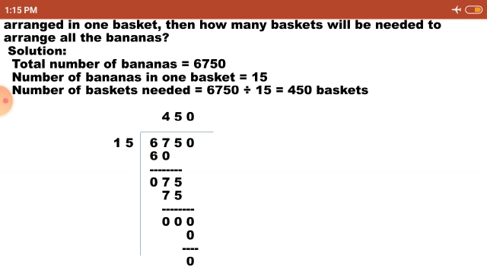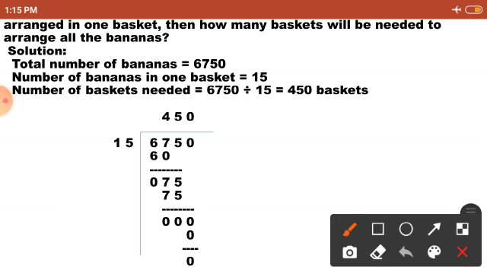So let's divide this. 15 4s are what? 60. So 7 minus 0 you will get what? 7. Next 6 minus 6 you will get what? 0. Take the next number, that is 5. Now this will become what? 75. And 15 5s are what? 75. Subtract this. 5 minus 5 you will get 0. And 7 minus 7 you will get what? 0. Take the next number, that is actually 0. So 15 0s is what? 0. 0 minus 0 you will get 0 only.